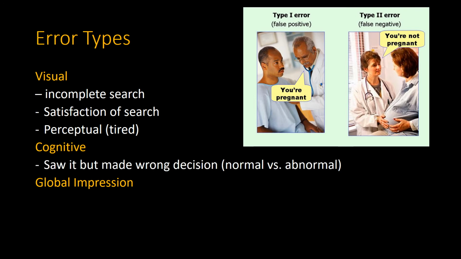There are cognitive error types. This also sometimes I find is a younger resident error that gets made. It's where you saw it and described everything correctly, but you just made the wrong decision. So you saw it, you found an abnormality, and then you just decided, oh, there's a normal variant, when in reality it's pathology.